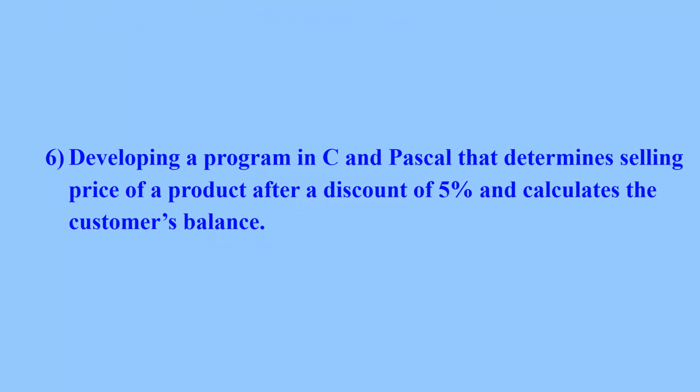Lastly, let's look at how we develop a program in C and Pascal that determines the selling price of a product after a discount of 5% and calculates the customer's balance. In other words, the following is a program in both C and Pascal that calculates the customer's balance after having been fed with the selling price and having been informed that the discount is 5%. So we'll begin with the program in C. This time, our comment is: program to compute sales, discount, and balances.